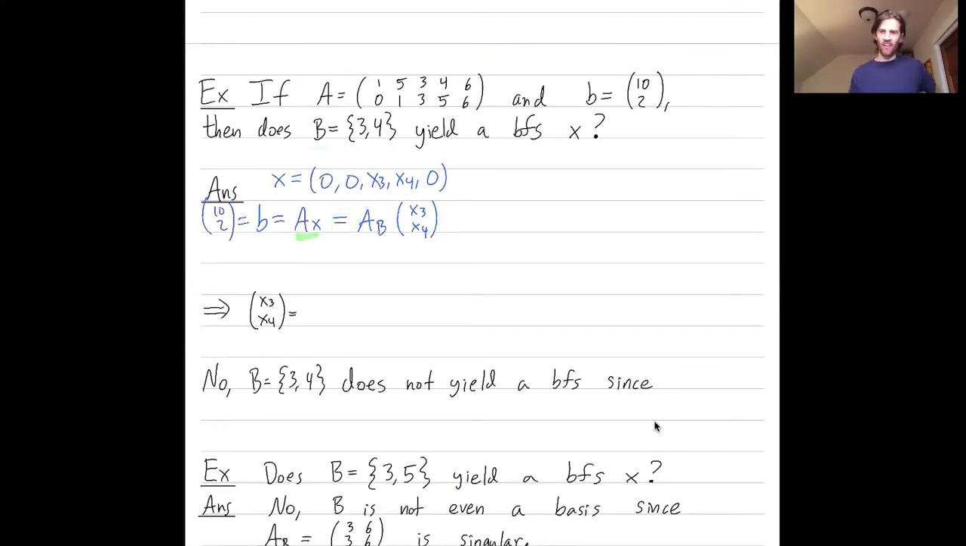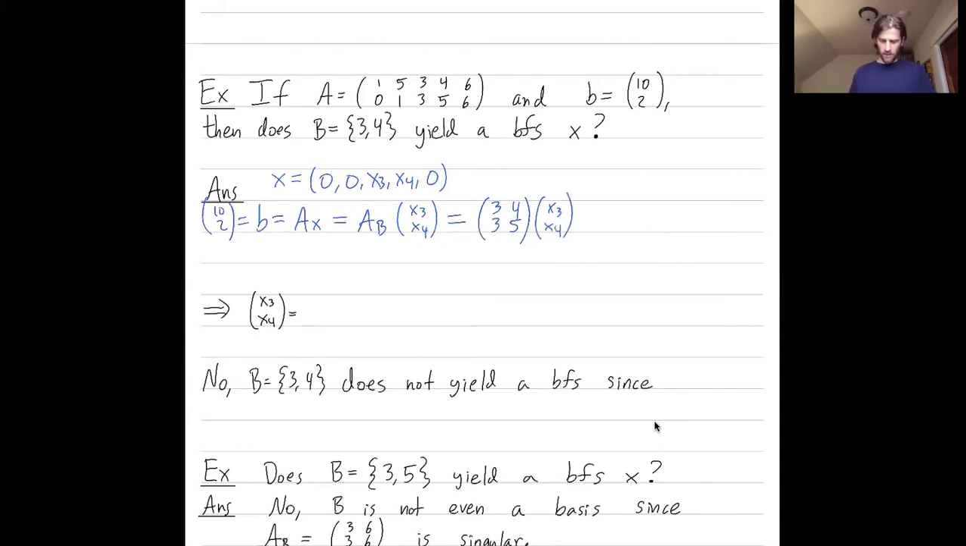A times x, well, x is 0 in the 1st, 2nd, and 5th columns. So I don't need them when I'm writing A times x, right? A times x is some linear combination of the columns of A, but I have 0 times the 1st column, 0 times the 2nd column, 0 times the last column. I only need the 3rd and 4th columns, and that's what's stored exactly in this matrix AB. It's probably better if I just write it. This matrix AB, I just look at the 3rd and 4th columns to get 3, 3, 4, 5 times x3, x4.